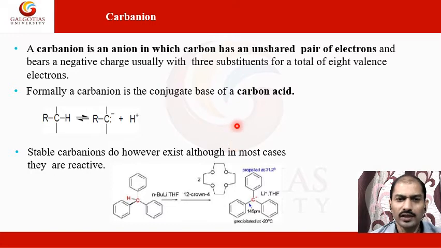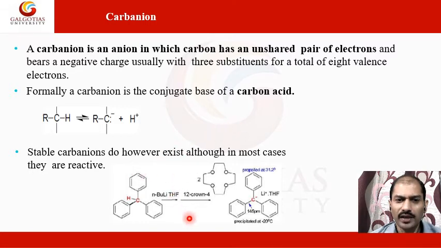So here you can say there is one lone pair of electrons. So this is carrying a negative charge. So here this is like a conjugate base, you can see. Stable carbanions do however exist, although in most cases they are reactive.